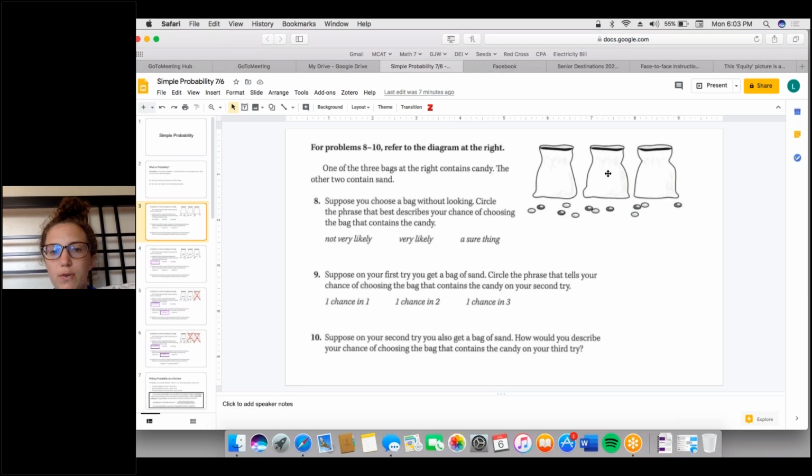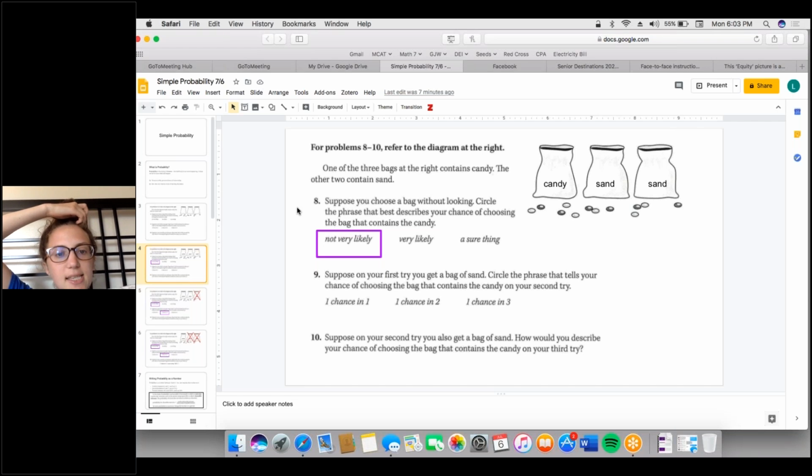So in this problem, we're given 3 bags, and we're told that one of the 3 bags to the right contains candy, and the other 2 contain sand. So to make that clear for myself, I labeled them candy, sand, and sand. And this question right here, number 8, says, suppose you choose a bag without looking, circle the phrase that best describes your chance of choosing the bag that contains the candy. And it could be not very likely, or a sure thing.